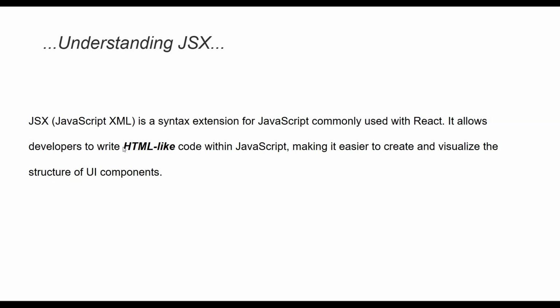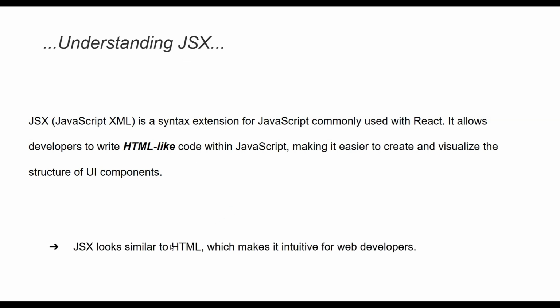So that syntax, you can see that it looks like HTML, but it's not HTML, it's an HTML extension for JavaScript. So we write this advanced HTML inside JavaScript. It's a kind of mixing up HTML and JavaScript together inside the same file, right? To display an attribute very fast in the browser. So that is the job of this JSX. And also JSX looks similar to HTML, which makes it intuitive for web developers.